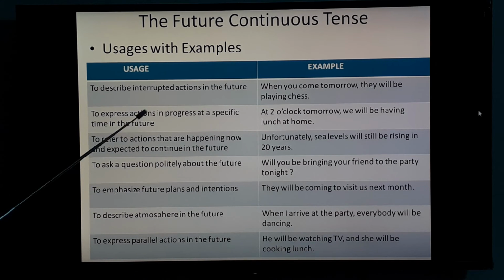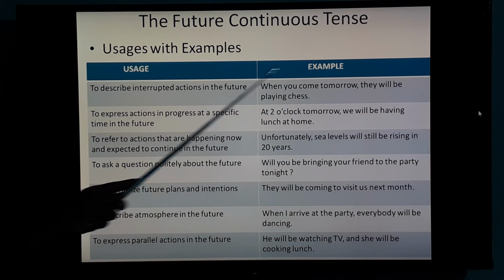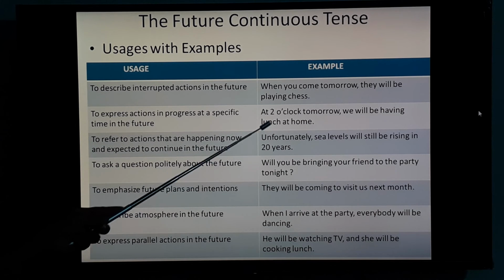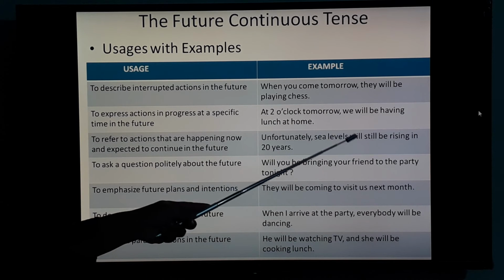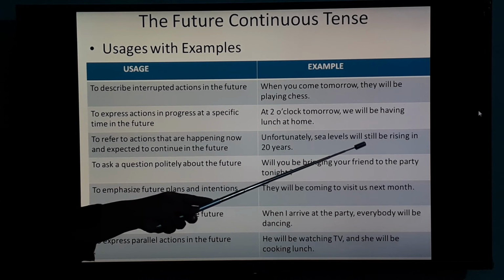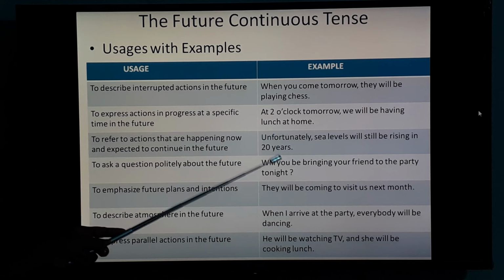To express actions in progress at a specific time in the future. For example, at 2 o'clock tomorrow, we will be having lunch at home. Third usage, to refer to actions that are happening now and expected to continue in the future. For example, unfortunately, sea levels will still be rising in 20 years. So, this rising of sea level that are happening now and expected to continue in the future.